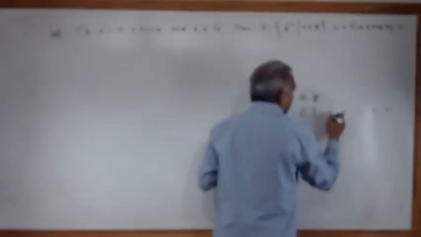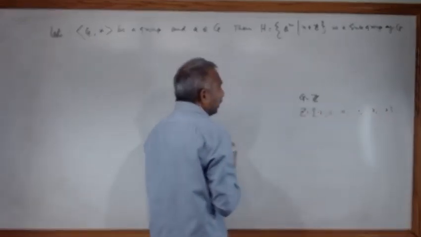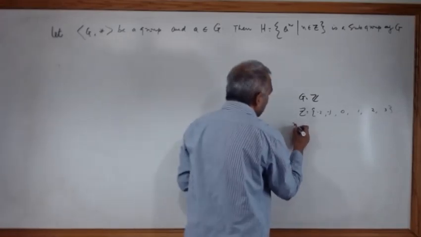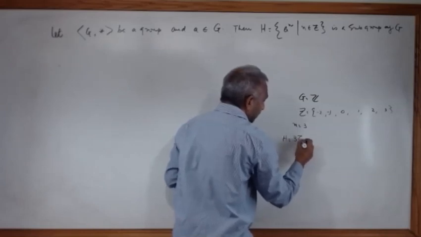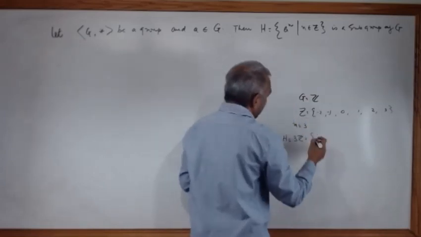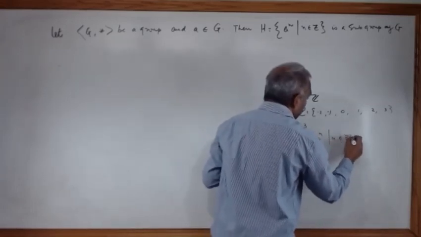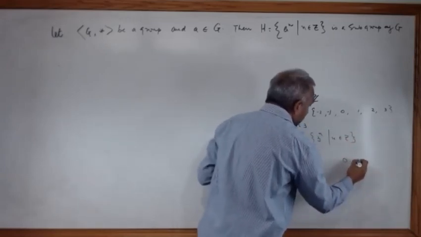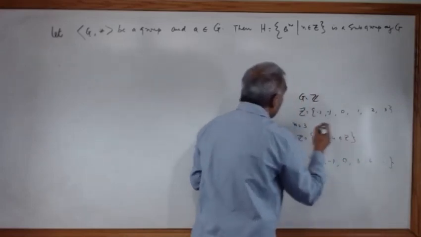Let's do an example here. Let's say G is equal to Z. So Z is equal to 0, 1, 2, 3, minus 2, minus 1, etc. So let us take a equal to 3. So what does this mean? H is equal to 3Z. That is 3 to the power of n, n belongs to Z. And that is actually equal to 0, 3, 6, etc., minus 3, minus 6. And that's what we are going to prove here.